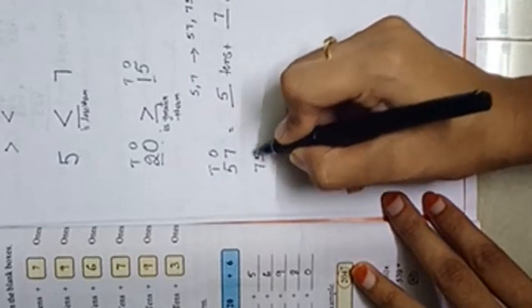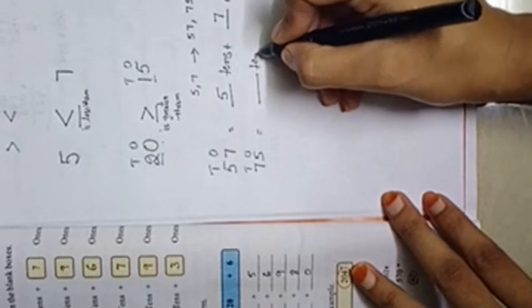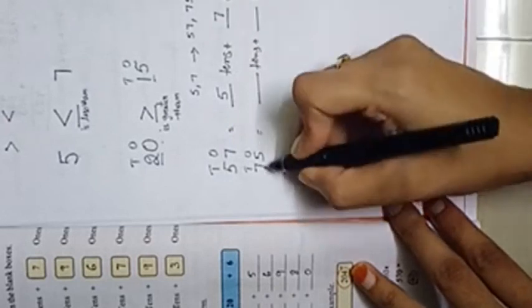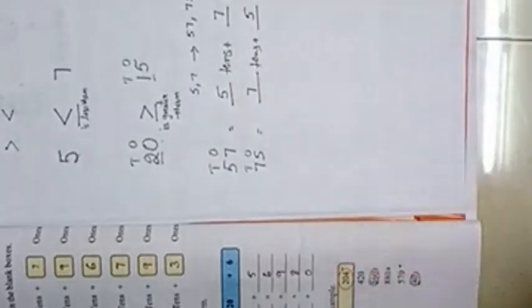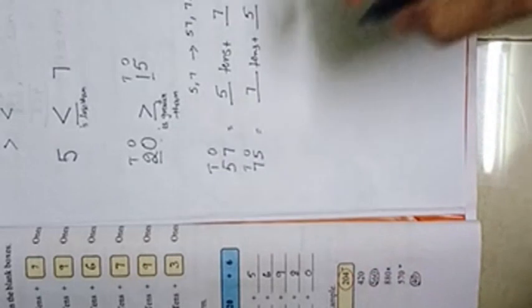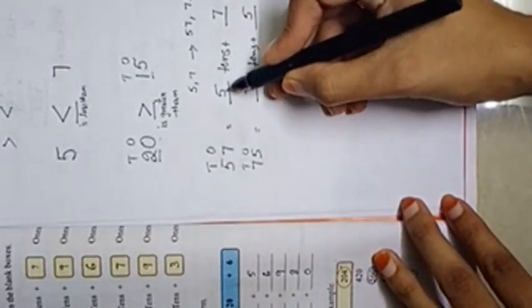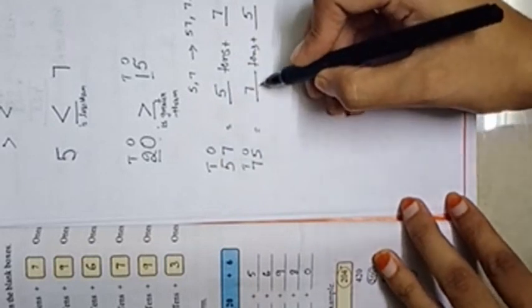Using the digits 5 and 7, we form two numbers, 57 and 75. Here I expanded 57. Now I am expanding 75. First you write the places, tens, ones. Children, tell me how many tens and how many ones are there in 75? There are 7 tens and 5 ones. Is that clear? Observe the tens place. Here in the tens place we have 5. Here in the tens place we have 7.